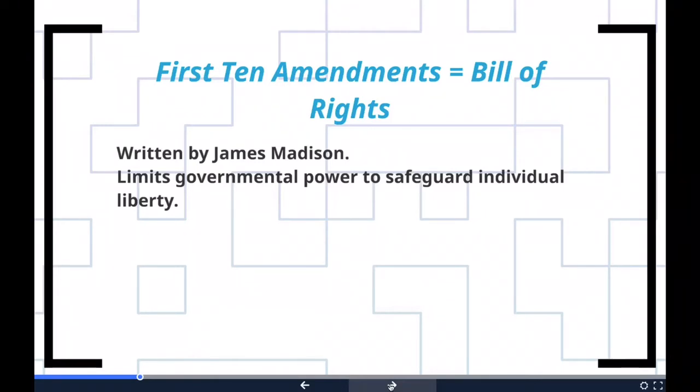Anyway, Federalists argued that the Constitution did not need a Bill of Rights because the people and the states kept any powers not given to the federal government. Anti-Federalists held that a Bill of Rights was necessary to safeguard individual liberty. So I think you can probably guess who won that argument. The Anti-Federalists, because we do have a Bill of Rights that limits governmental power and safeguards individual liberties.